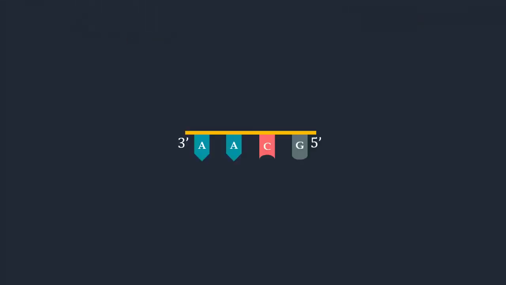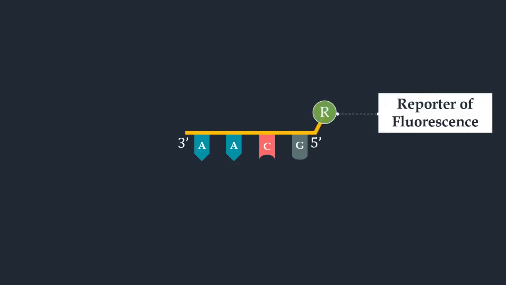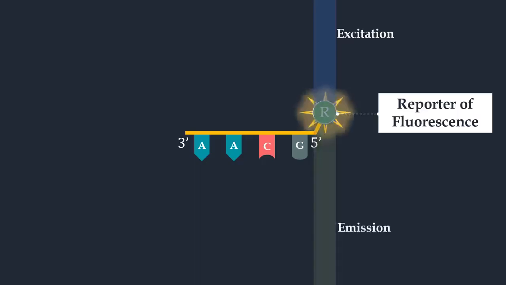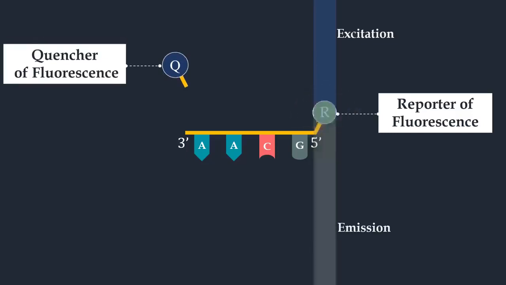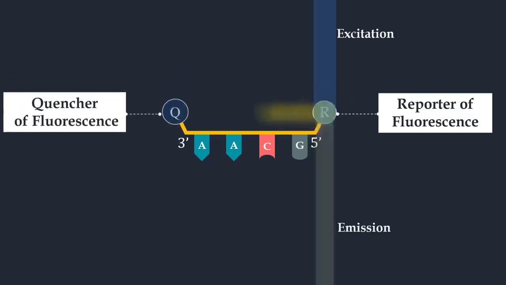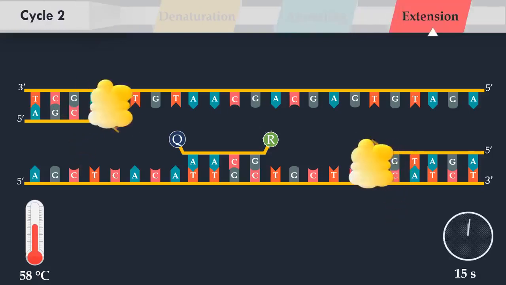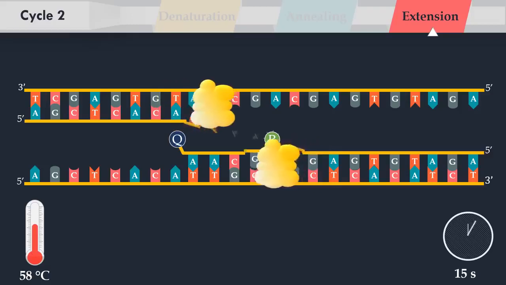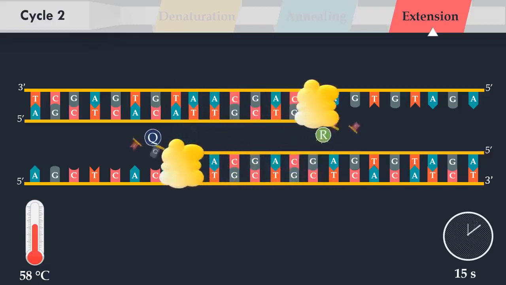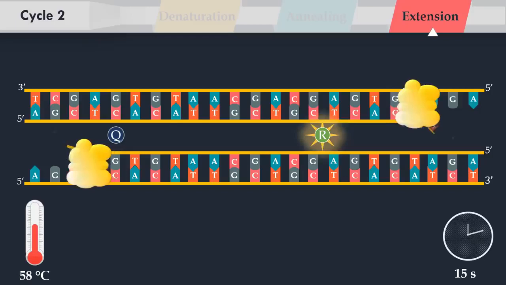TaqMan probe consists of a fluorophore covalently attached to the 5' end of the oligonucleotide probe. The fluorescence is emitted by the fluorophore when it is excited by the cycler's light source. Also, this probe consists of a quencher at the 3' end. The close proximity of the reporter to the quencher prevents detection of its fluorescence. In the extension step, DNA polymerase synthesizes new strands. When the polymerase reaches a TaqMan probe, its endogenous 5' nuclease activity cleaves the probe, separating the dye from the quencher.